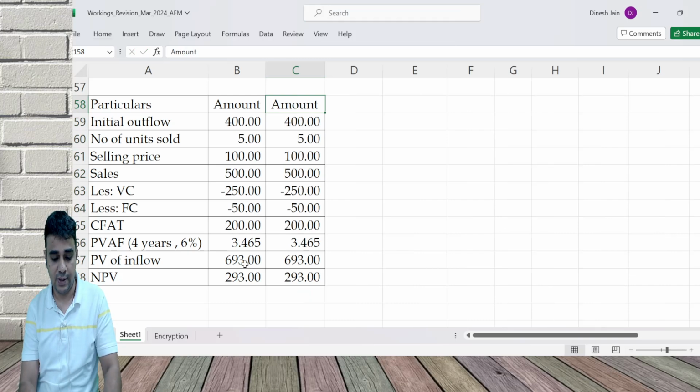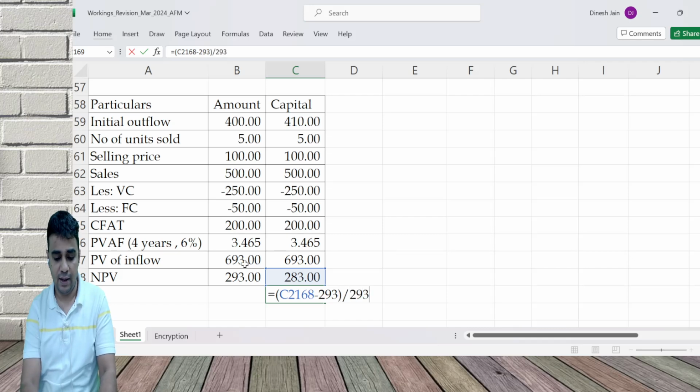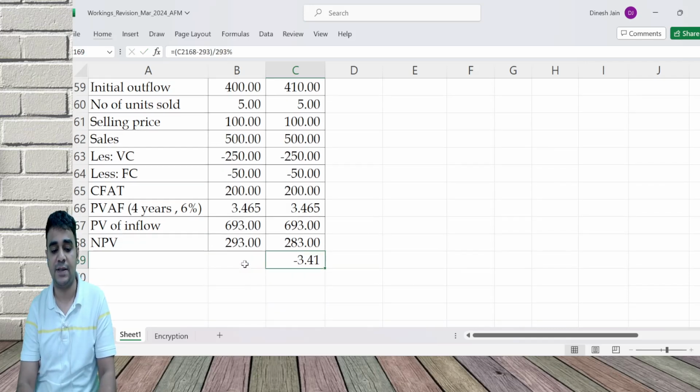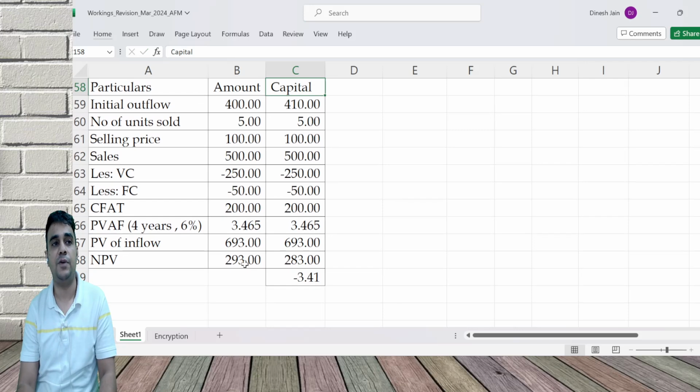I'll make this 410, extra 10 per extra 2.5%. NPV falls by 283 minus original 293, divided by original 293. A 3% fall is there. There's an NPV fall of 3%.